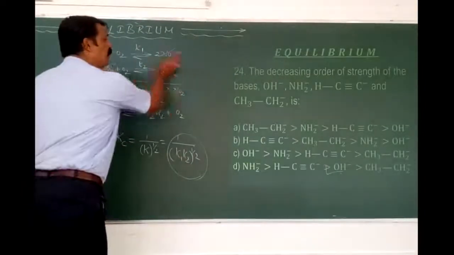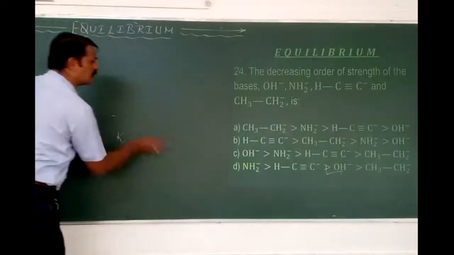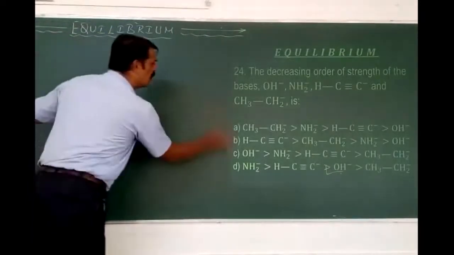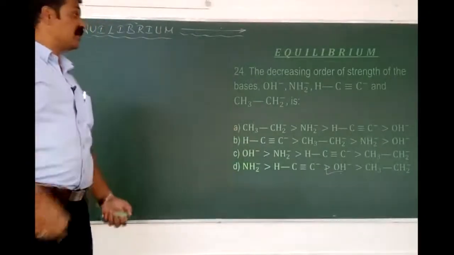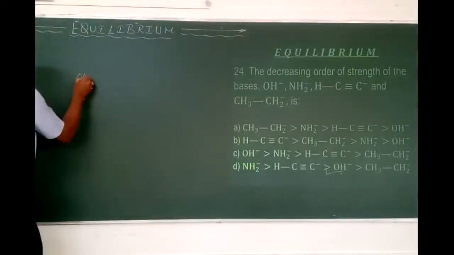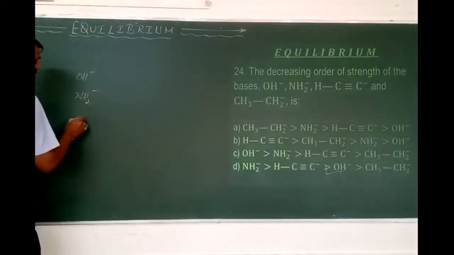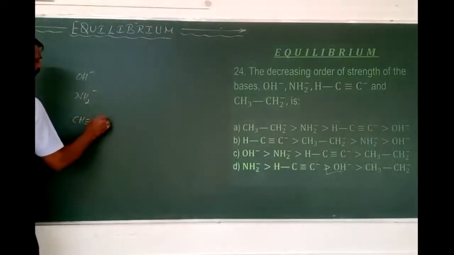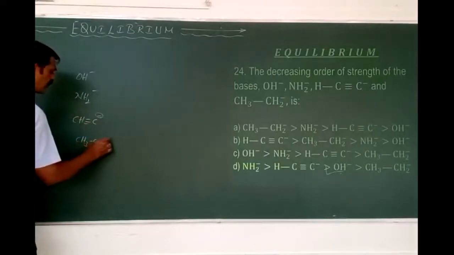So here, the decreasing order of the strength of the bases. What are the bases here? OH minus, NH2 minus, acetylide ion, CH triple bond C minus, and then CH3 minus. So here, OH minus is next, NH2 minus, then CH triple bond C minus, then followed by the last one, CH3 minus.